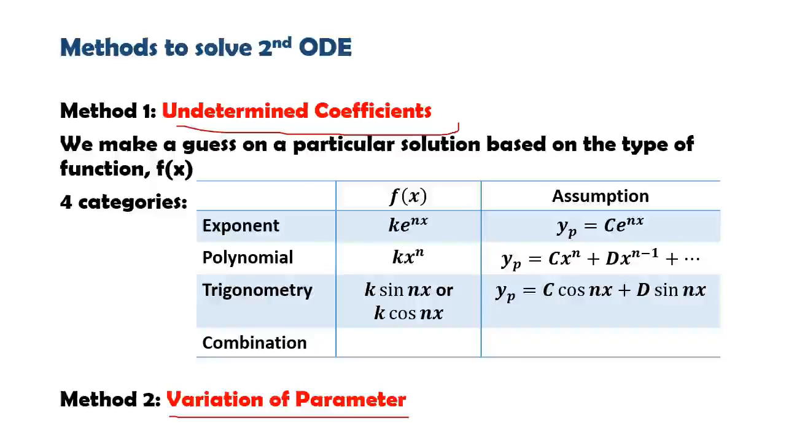The third category is trigonometry. If function f(x) is in the form of trigonometry, for example a constant times sine x or a constant times sine nx, then yp is equivalent to c cosine nx plus d sine nx. And the fourth category is the combination of the first 3 cases that we have.